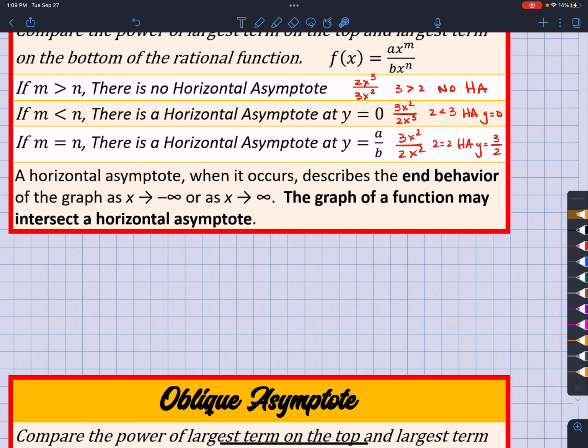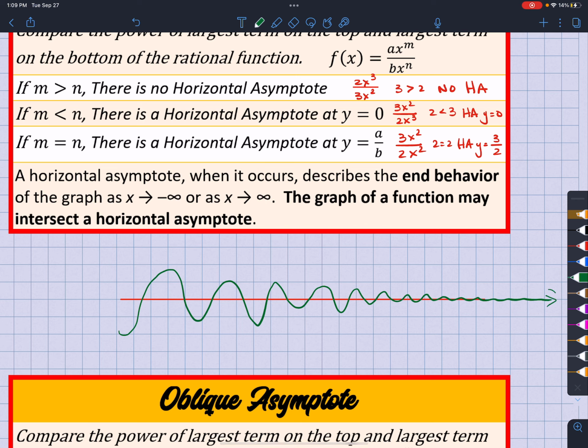In a horizontal asymptote, the graph can cross it many times. However, the horizontal asymptote is talking about the end behavior, what's happening towards the end. So if I had a horizontal asymptote right here, my graph could cross it many times, but what is actually happening at the end behavior is that it is slowly getting closer and closer to it. That is what it really is about.